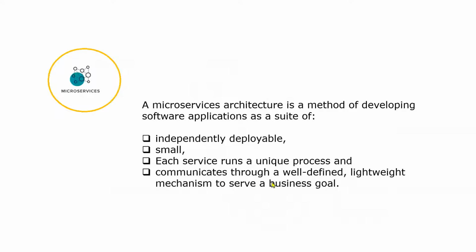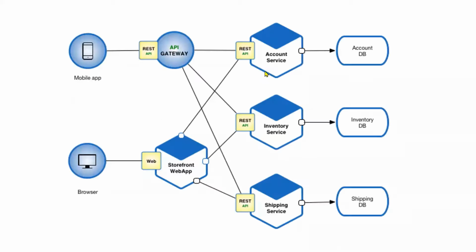Similarly, they communicate through a well-defined lightweight mechanism to serve a business goal. Here, the lightweight mechanism is nothing but REST. For example, each service exposes a REST API so that other services make calls to those services through the REST API. REST is lightweight because REST is just a pattern, right? REST runs on top of HTTP. HTTP is once again a stateless protocol. It is a lightweight protocol, right?